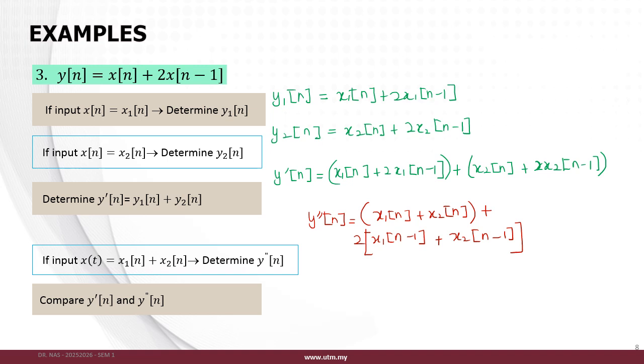The final step is to compare y prime[n] and y double prime[n], so you can compare each component. In this case, you have x1[n], 2 x1[n minus 1], x2[n], and 2 x2[n minus 1]. You notice that y prime[n] is basically equal to y double prime[n]. So obviously the system is linear.